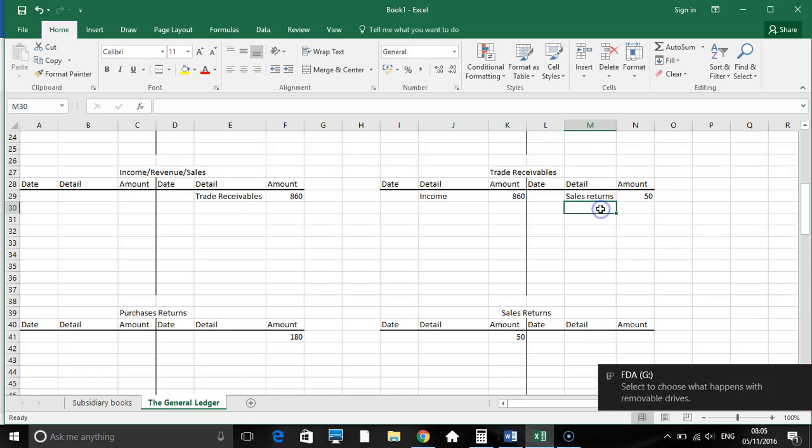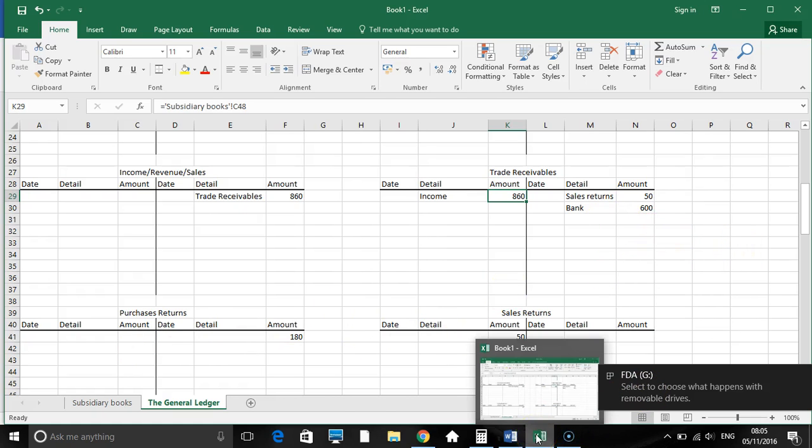And here we are. Bank. 600. This is just a reference telling us where the other information is. So we sold some goods on credit. We are owed 860. We returned some stuff worth 50, and we have received £600 from the people who owed us. So the difference must be the amount that they're still owing us.